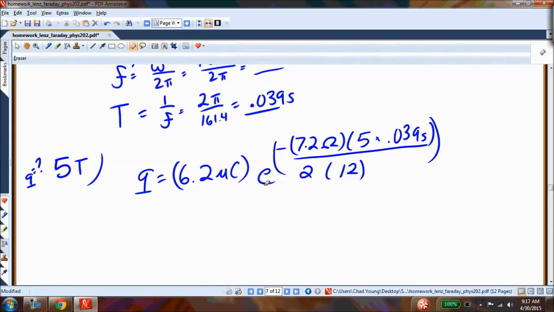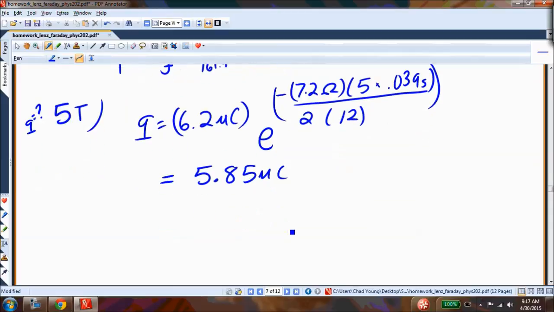Let me make that more clear. So this is e raised to that power. Then I can calculate that charge. Remember that cosine function at the time of 5 periods is equal to 1. So I'm just going to leave that out because it's equal to 1. It doesn't affect my answer. And I find 5.85 microcoulombs.